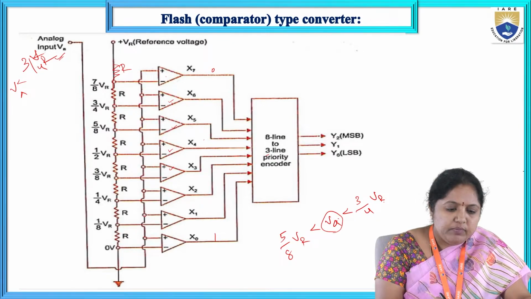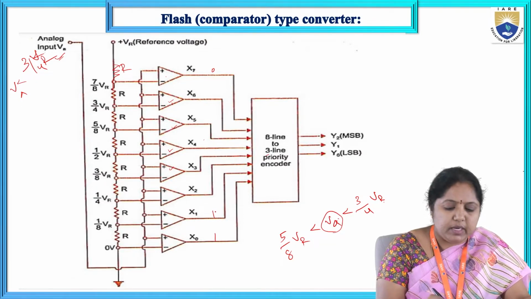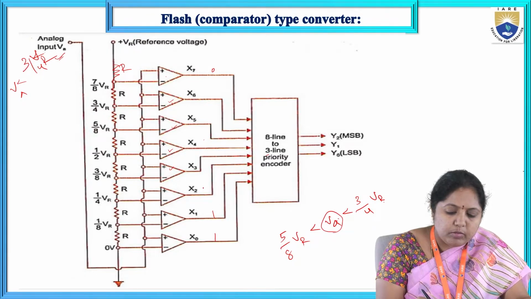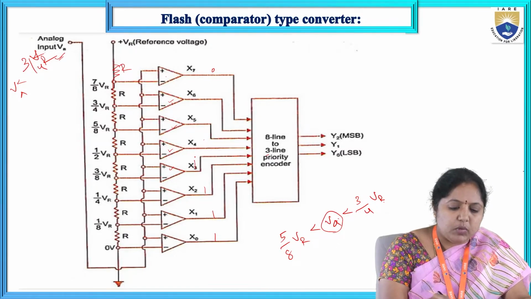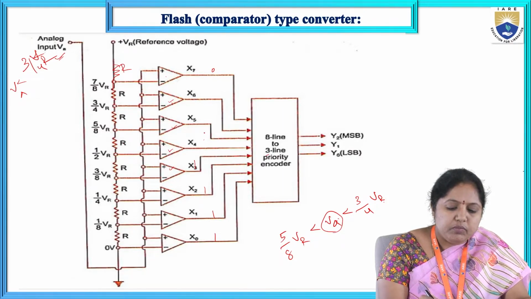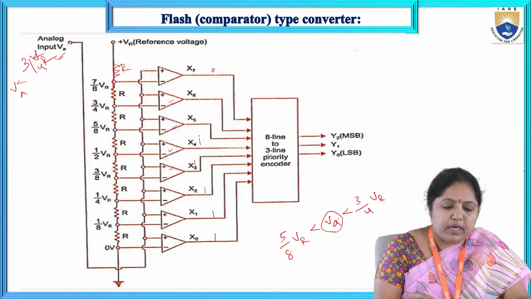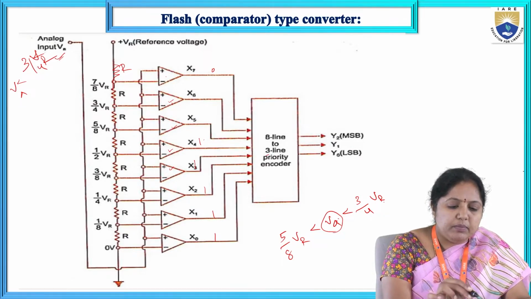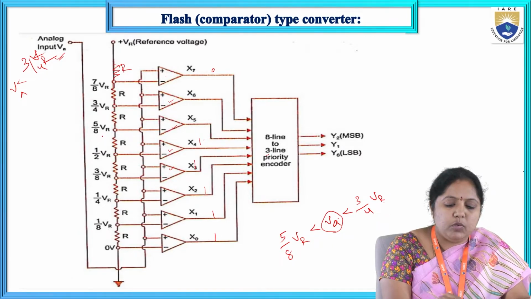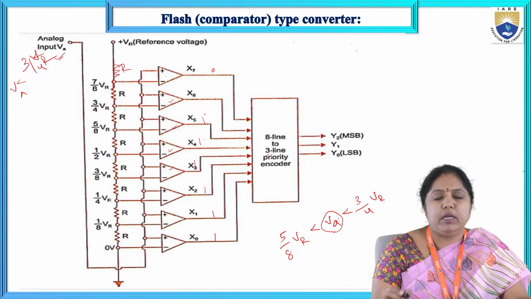And what about this one? Yes, the VA value is more than VR by 8, so I will get X1 value equal to 1. Again here, the VA value is more than VR by 4, so the output is 1. Now coming to this, here also I will get X3 value equal to 1. Next, here also the VA value is greater than VR by 2, so I will get the value equal to 1. Now coming to this one, the analog input voltage value VA is greater than 5 by 8 into VR, so I will get the output of this one equal to 1.